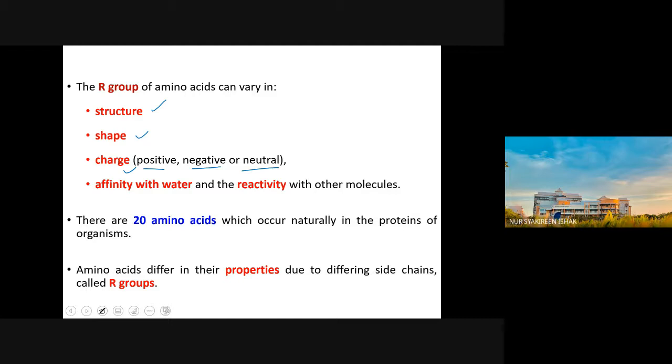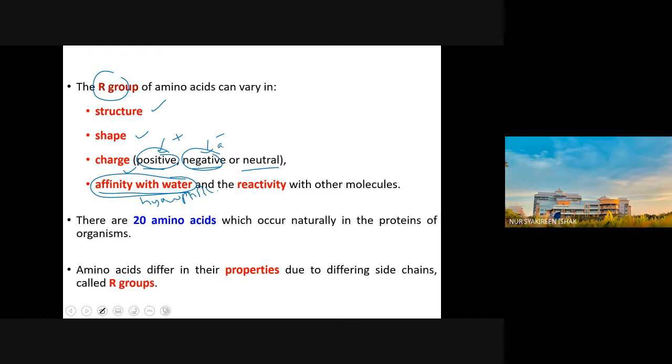Okay, so for the side chain that has charges, positive or negative, they have the attraction toward water molecule. They are hydrophilic. So they will attract to water molecule for amino acid that has charged side chain. Like the positive charge ke, negative charge ke, they are acidic or basic ke.